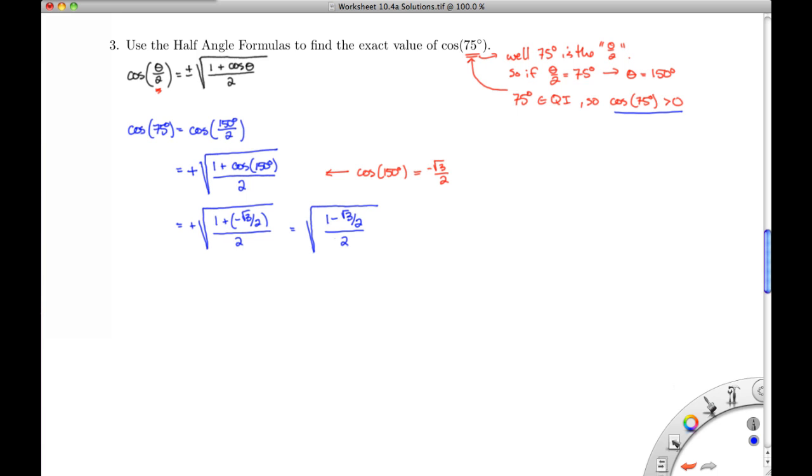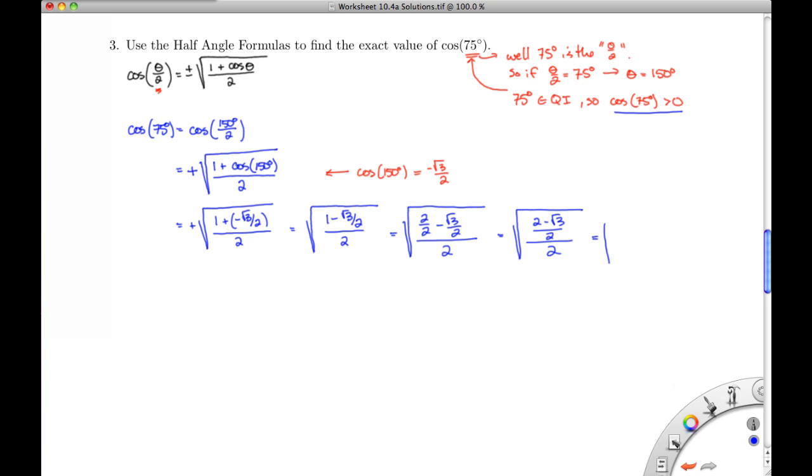We've got 1 minus a fraction over 2 under a square root. So let's see if we can clean it up a little bit. Let's start by getting a common denominator here. In the top part of this fraction, I'm going to write this as 2 over 2 minus root 3 over 2, all over 2. And this is all under the radical sign. So this is the same as the square root. We'll combine the two fractions in the top, and we get 2 minus the square root of 3 over 2, and then this is all over 2.